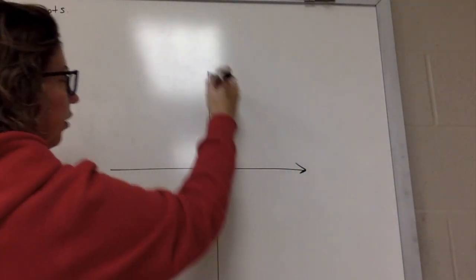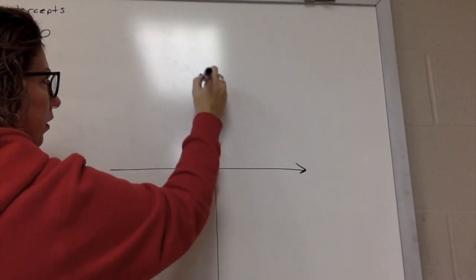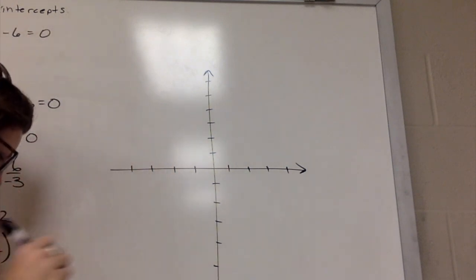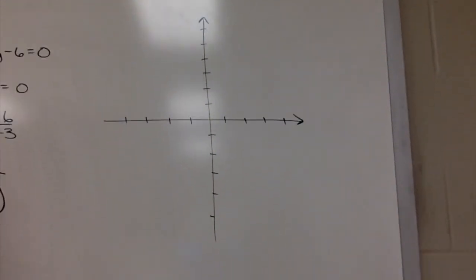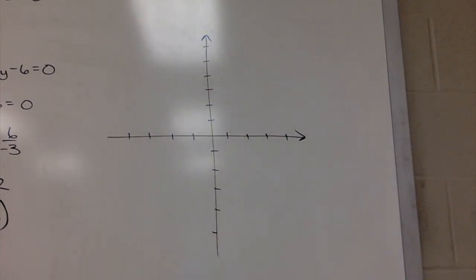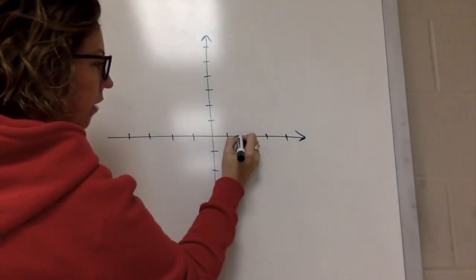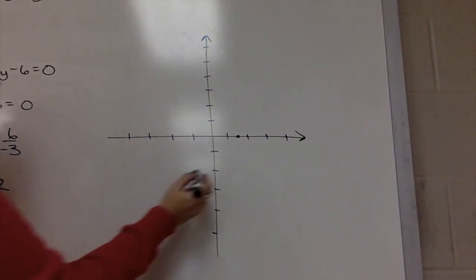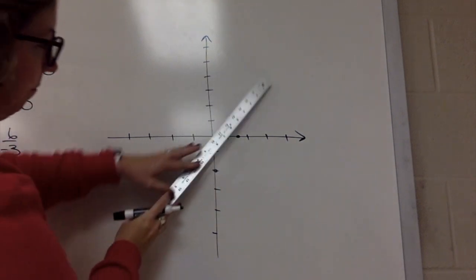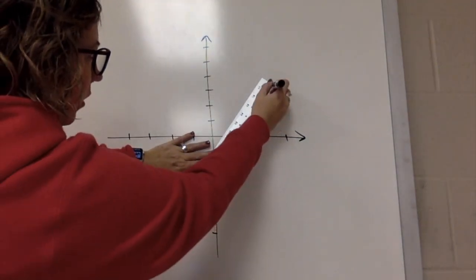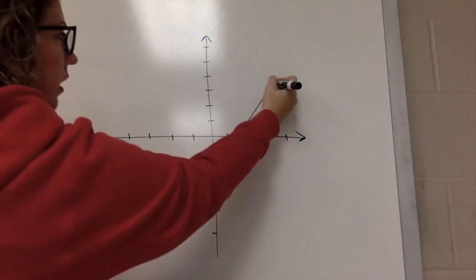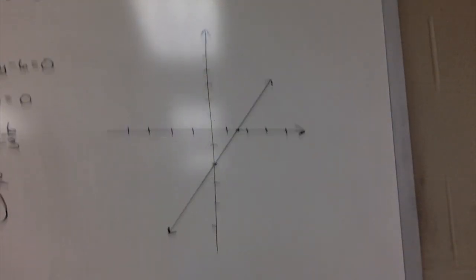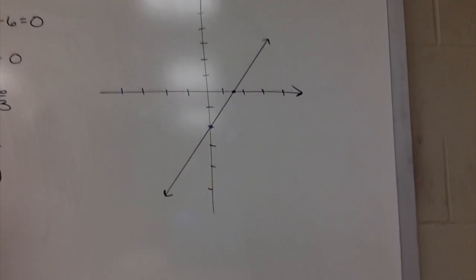So I'll just sketch a graph quickly here. We have an x-intercept of 3 halves, 0. That's like 1 1/2. So we go over 1 1/2, up or down 0. We have a y-intercept of negative 2, so we're going to go down 2 on the y-axis. There it is. And I'll just quickly draw that line in. And there we have our line that we graphed, and that is from general form.